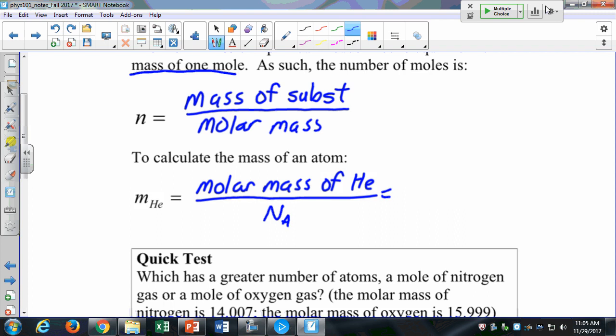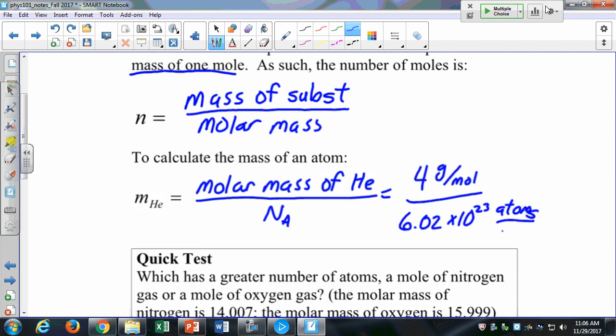So if you just wanted to know the mass of a helium atom, you would take its molar mass, 4 grams per mole, divided by 6.02 times 10 to the 23. That's in atoms per mole. And it would give you the actual mass of helium, 10 to the minus 24. And that's in grams per atom. Okay? You should have seen this before.